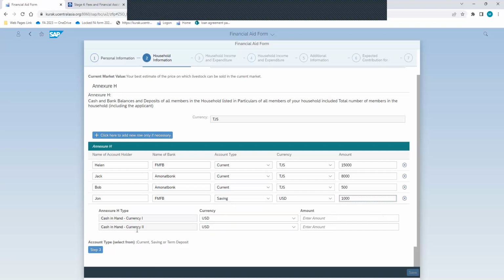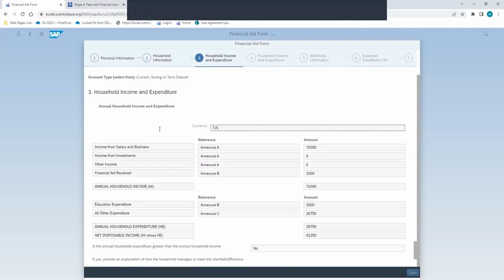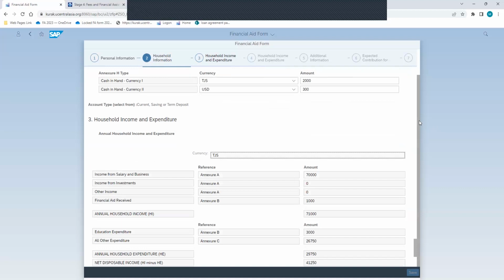Also here, please pay attention, Annex H. There are some options for the cash that you may have at home. Suppose we have somewhere around 2,000 TGS, and maybe 300 USD. So now I have to shift to step 3. Once everything is done, and if it is correct, I'll have the step 3 box, and I'm now there.